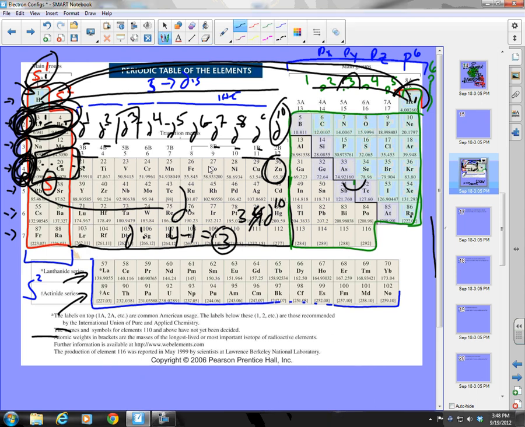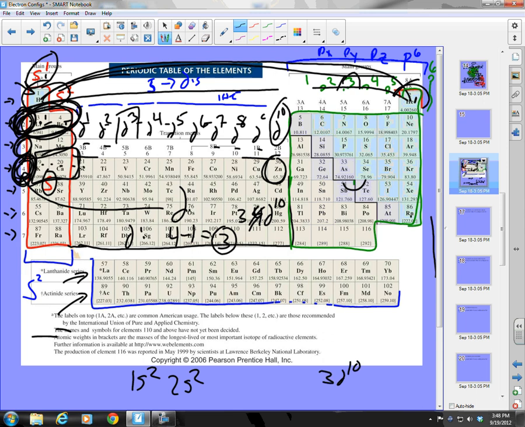Okay. So here we go. We know it's going to end as a 3d10. Where do we start? We start over here at 1s2, right? We go from hydrogen to helium. It's 1s2. Then we have to go through these guys, and those are what?